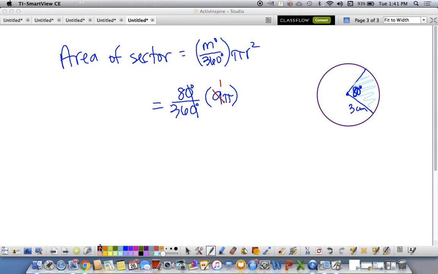9 goes into 36. How many times? 4. Oh, look, we've got an 8 divided by 4, which is simply 2. And we have a pi out there. Nice. 2 pi. Without having to plug in anything. I actually made this problem up, but I used the same numbers I did earlier. Are we done? Should it be 2 pi? No, it should be 2 pi centimeters squared, because it is area.